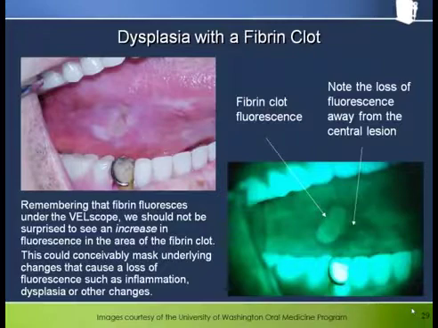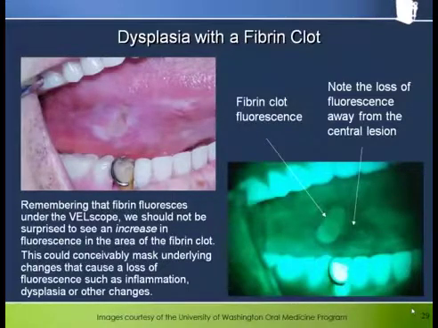This is an instructive example to consider, which comprises a leukoplakic-type lesion together with a fibrin clot on the lateral border of the tongue. The question is, what do we make of this lesion? Does its appearance through the VELscope make us more or less suspicious of potential trouble?